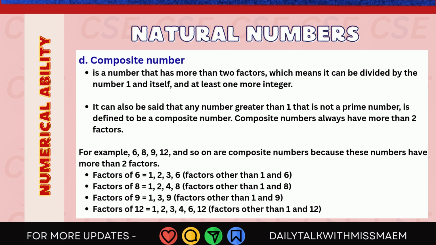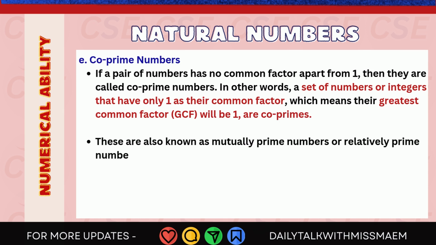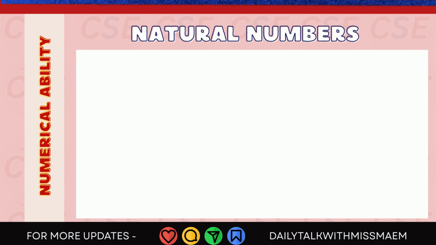Factors of 6 equals 1, 2, 3, 6, factors other than 1 and 6. Factors of 8 equals 1, 2, 4, 8, factors other than 1 and 8. Factors of 9 equals 1, 3, 9, factors other than 1 and 9. Factors of 12 equals 1, 2, 3, 4, 6, 12, factors other than 1 and 12. Quick tip. All numbers greater than 1 are either prime or composite. No middle ground.